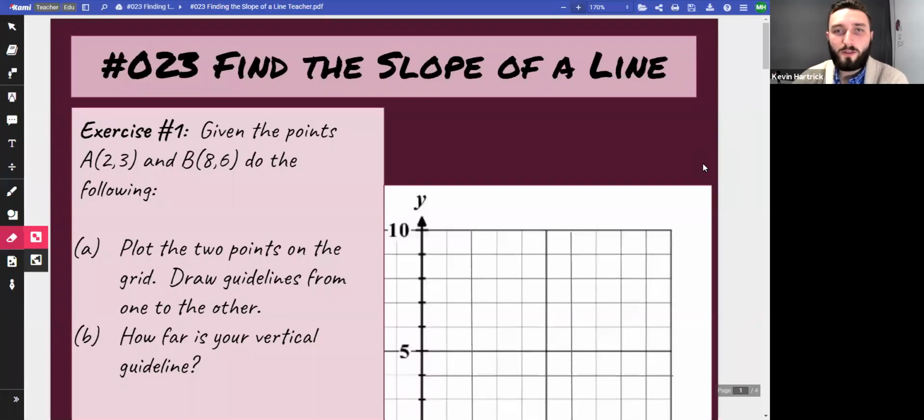Hello, welcome to lesson 23, find the slope of a line. So in this lesson, we're going to talk about how you can find the slope of a line if you're only given 2 points on that line. Okay, so let's look at exercise number 1.